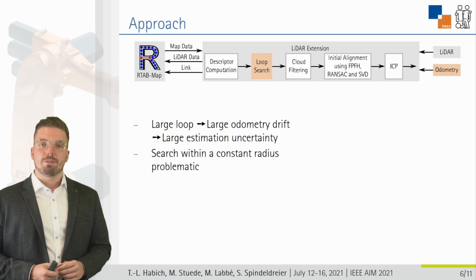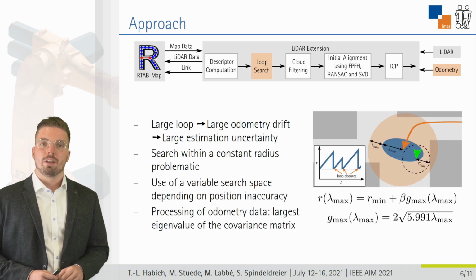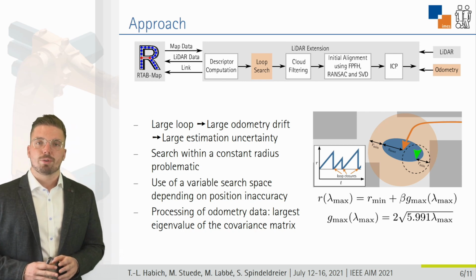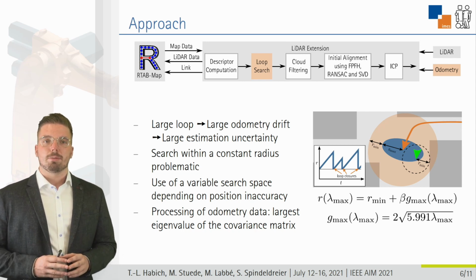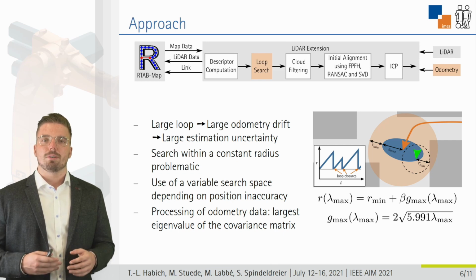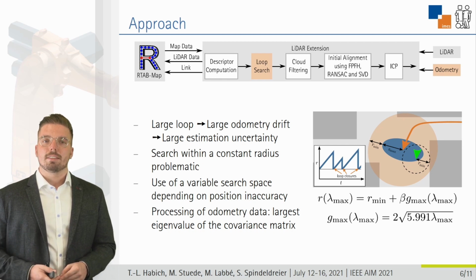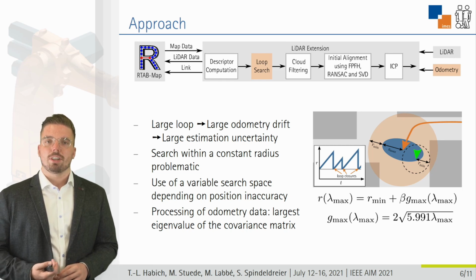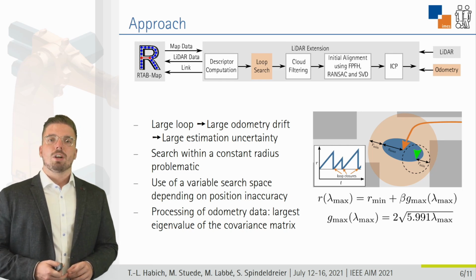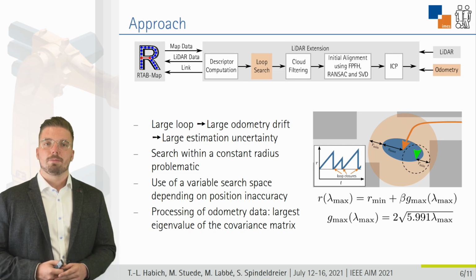Accordingly, we follow a different philosophy, the use of a variable search space depending on the position inaccuracy. The search radius consists of two parts. In the constant radius Rmin, loops are searched for if the current position can be assumed to be without errors. In all other cases, the estimated position is subject to error, which is taken into account by the second component. Thereby, Gmax is the length of the longest major axis of the 95% confidence ellipse of the two-dimensional position.